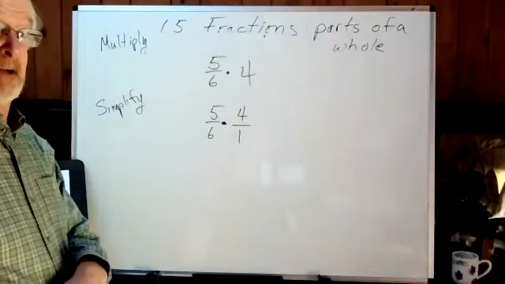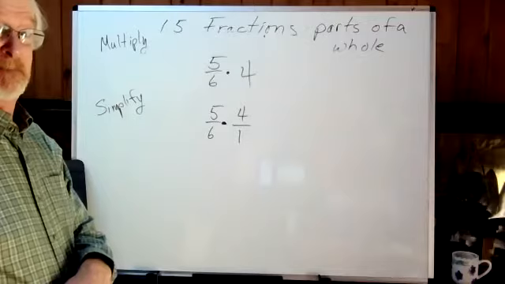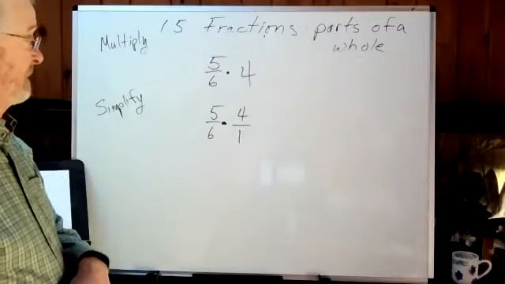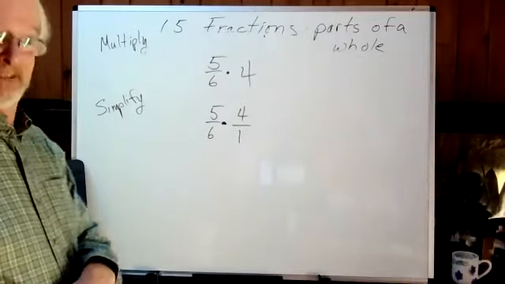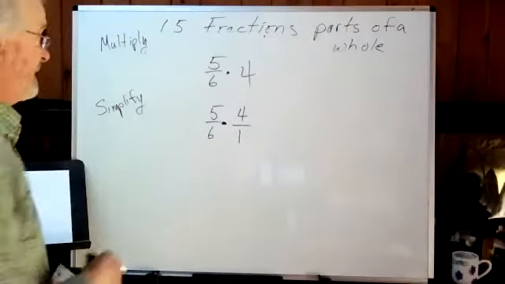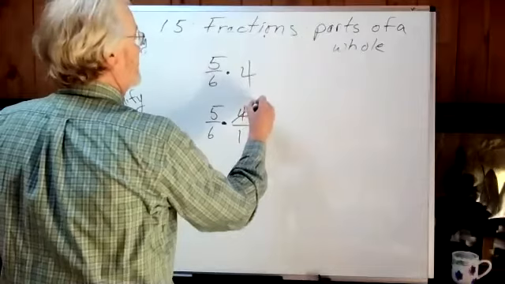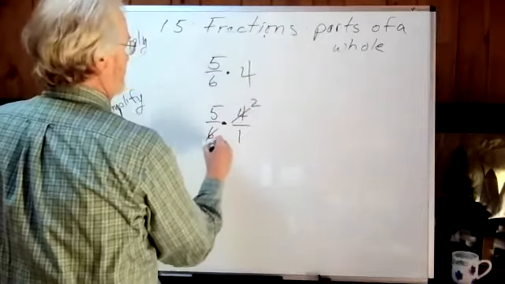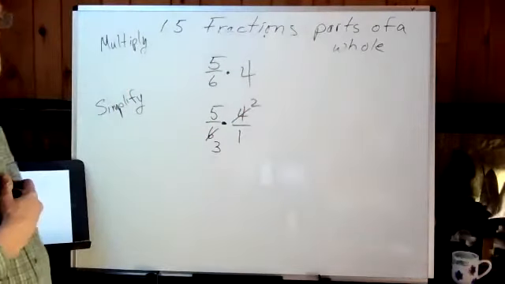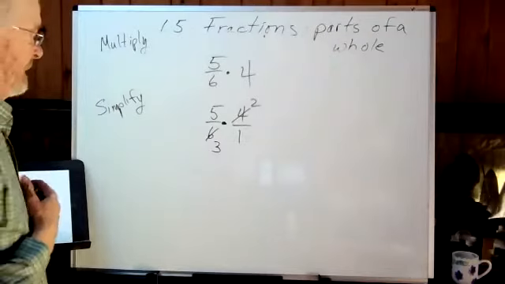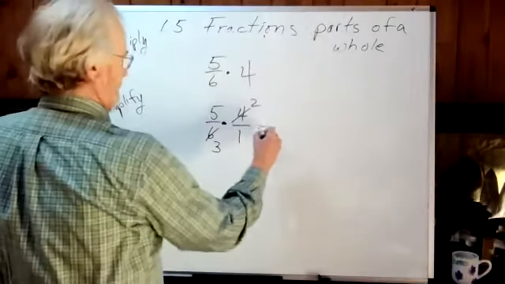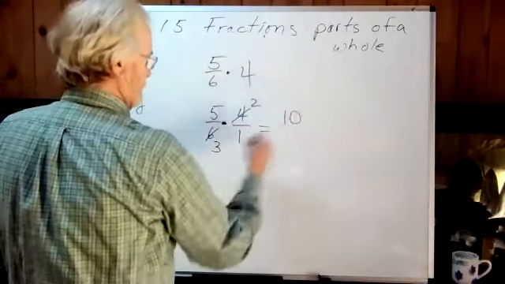Can you see anything to cancel first, since we've just been talking about that? The 6 and the 4? Yes, some 2s. Do you recognize 2? So here I'm going to do this. Is this okay? Divide by 2 leaves 2. Divide by 2 leaves 3. Not too messy yet. And that's all I see. So now I'm going to multiply and say 10 over 3.